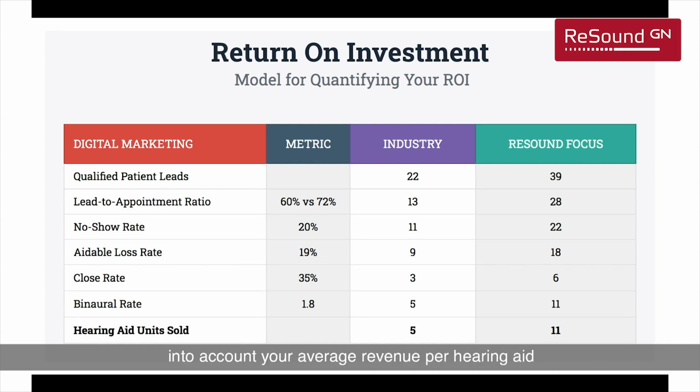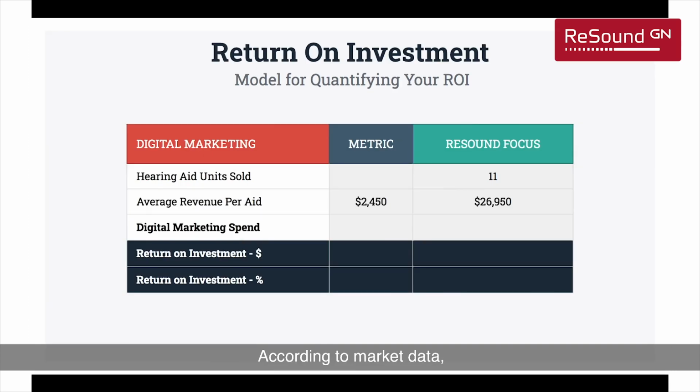Lastly, you need to take into account your average revenue per hearing aid and what you're spending on your digital marketing efforts to determine your return on investment. According to market data, the average revenue per hearing aid unit is $2,450. Multiply this by 11 and you get $26,950 in new revenue each month.